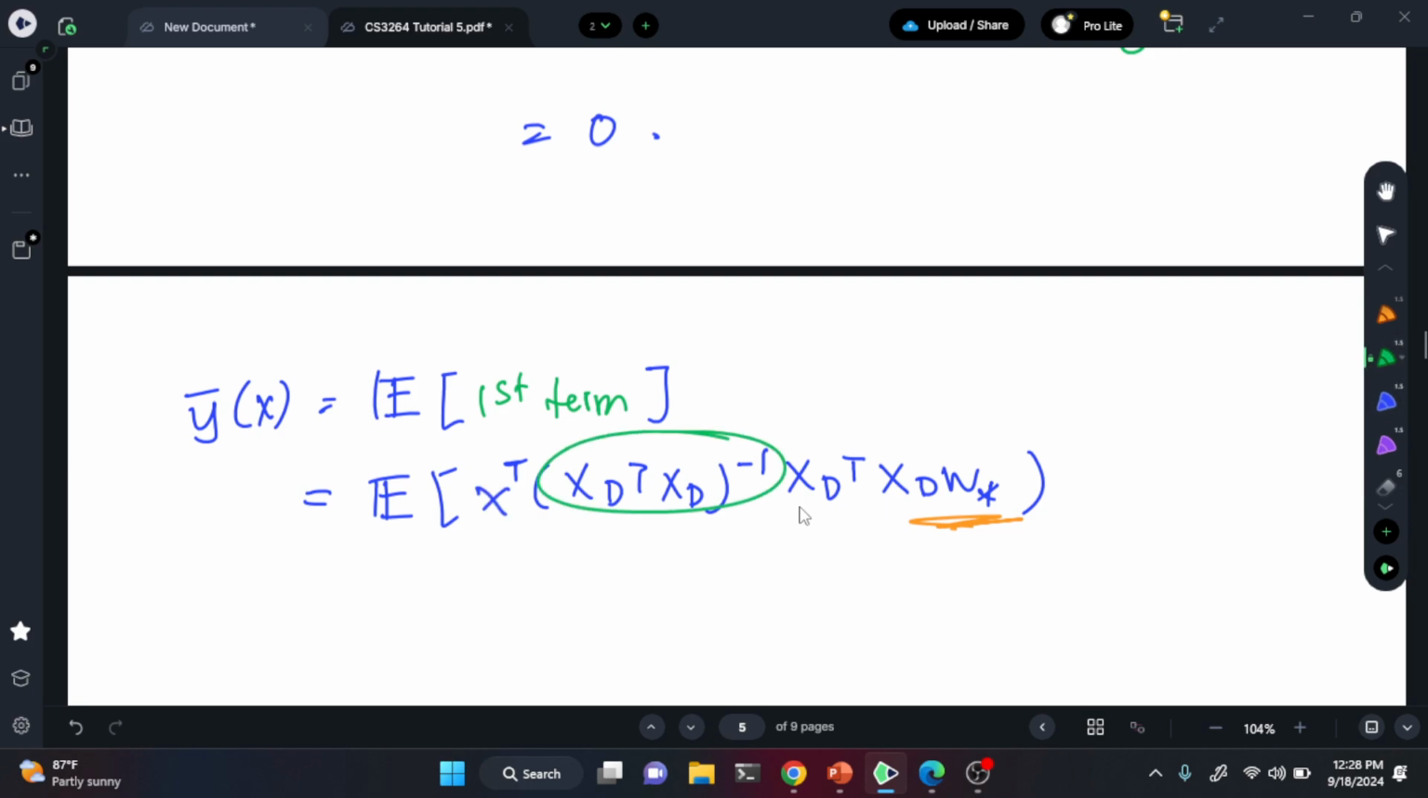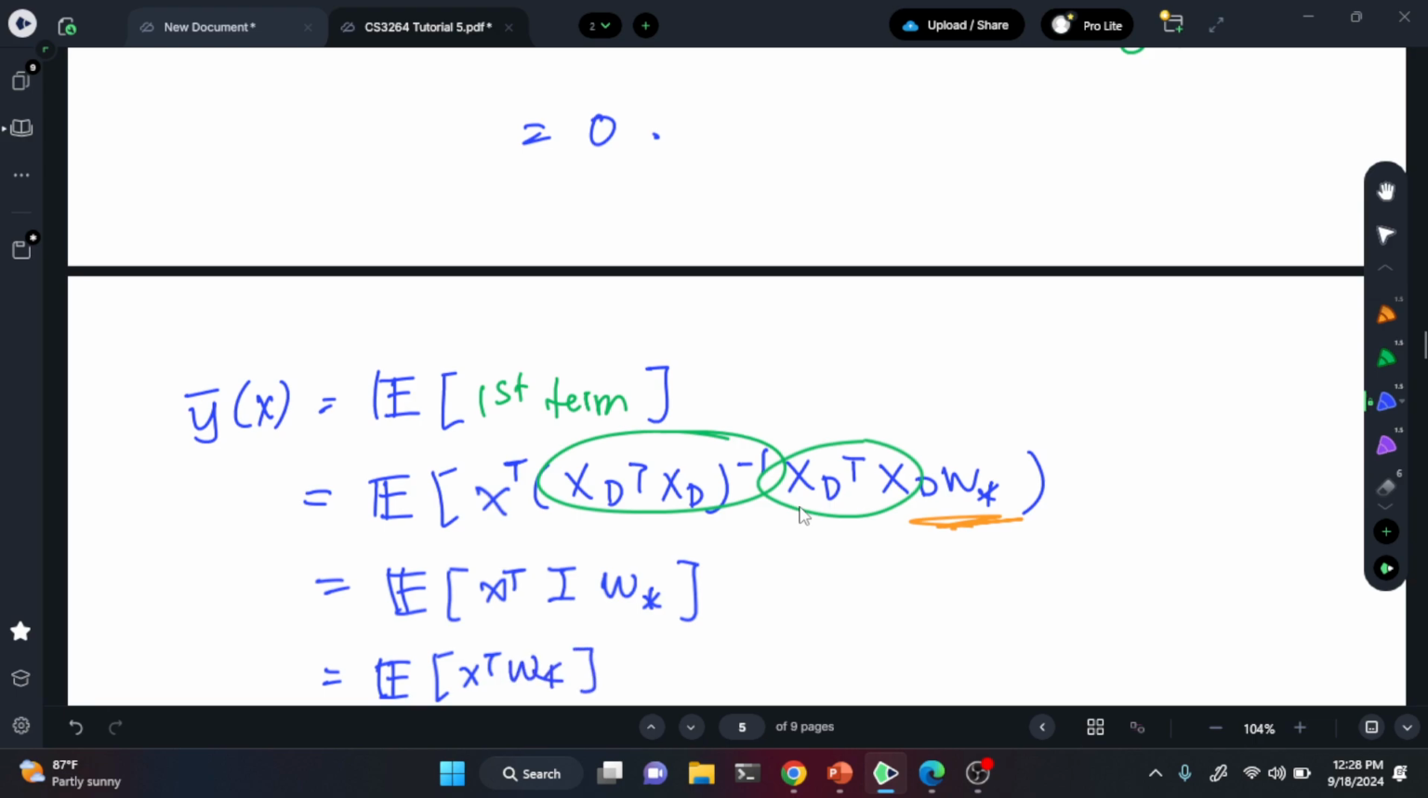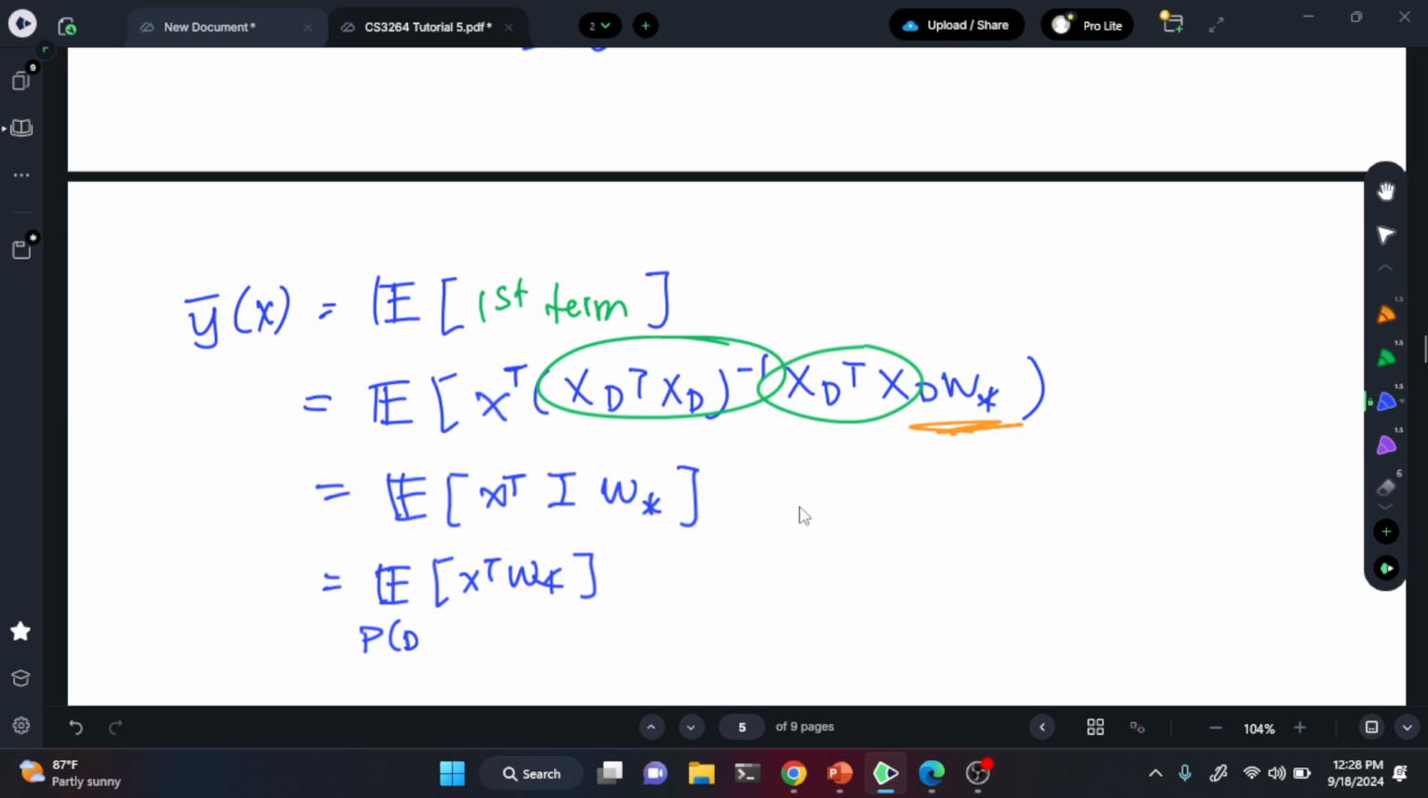You see this bunch? This is exactly the pseudo-inverse application. The moment you see this XD transpose XD inverse multiplied by XD transpose XD, this will ultimately result in the identity. So this part is just the expectation of small xt, the identity matrix times the W star. Or rather, this is now the expectation of small xt W star with respect to all the datasets.